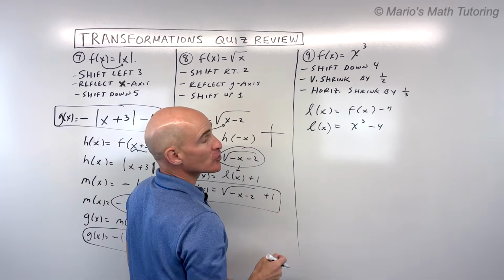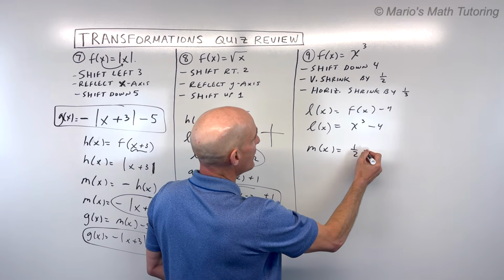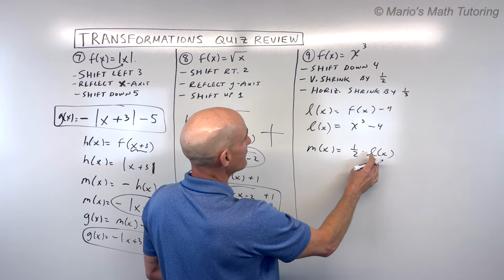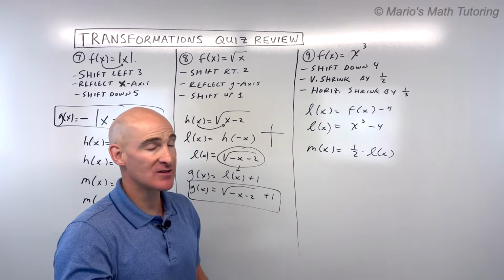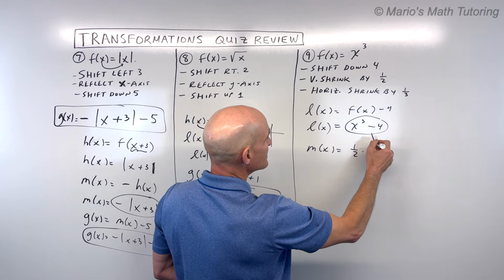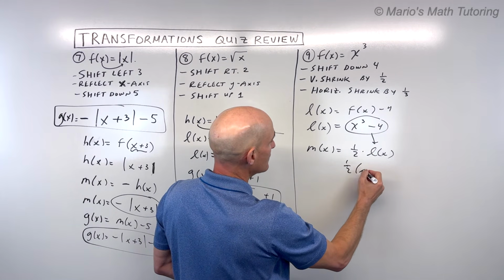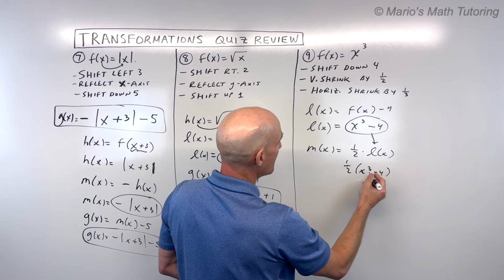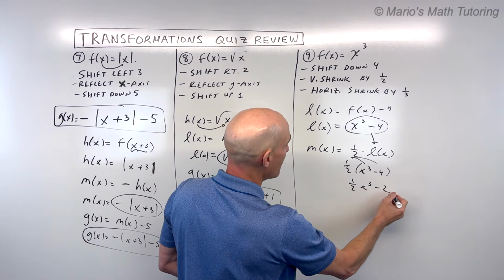Now we want to do a vertical shrink by a factor of 1/2. So let's say m of x equals 1/2 times L of x. So remember, the 1/2 is not grouped with the x, so it's affecting the y values in the same way, multiplying everything by 1/2. But what's L of x? That's this whole quantity here. So we're really taking 1/2 times x cubed minus 4. If I distribute, we're getting 1/2 x cubed minus 2.